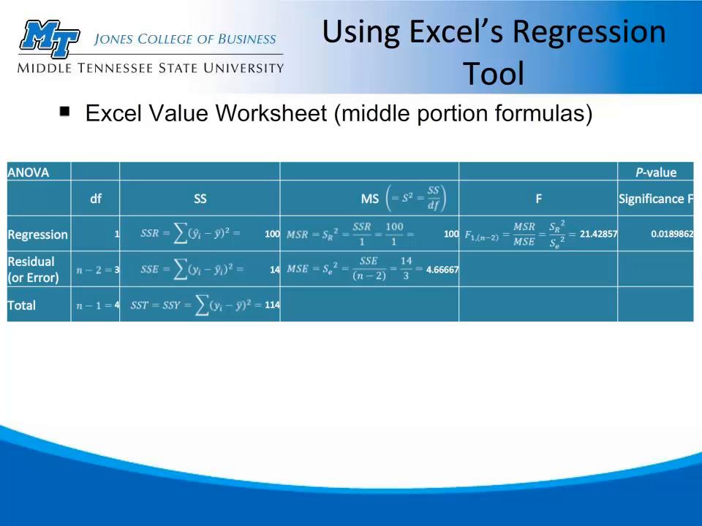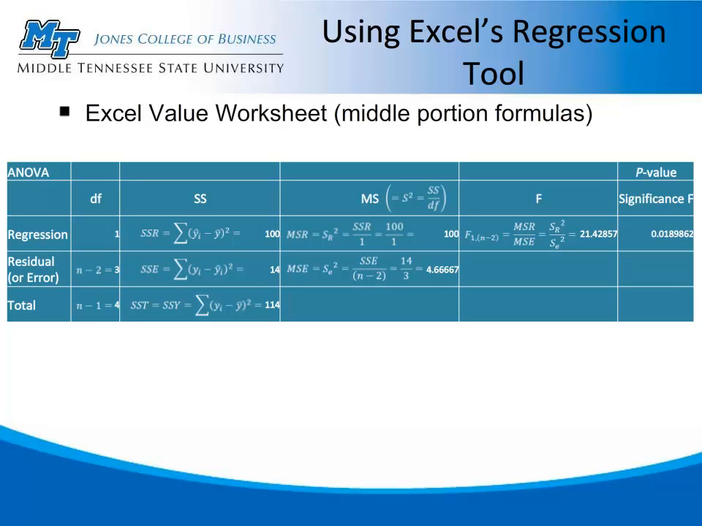So n was equal to 5 in this case. So we're going to have 1 degree of freedom for regression, 3 for the error, and then 4 total. Now there's an additive relationship among the degrees of freedom. If you take the degrees of freedom for regression and add that to the degrees of freedom for the error, you'll always get the total degrees of freedom.